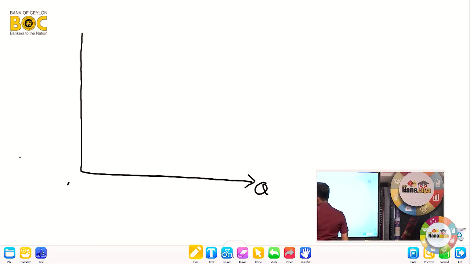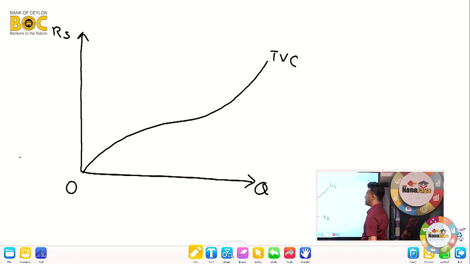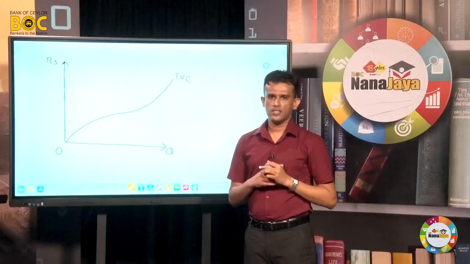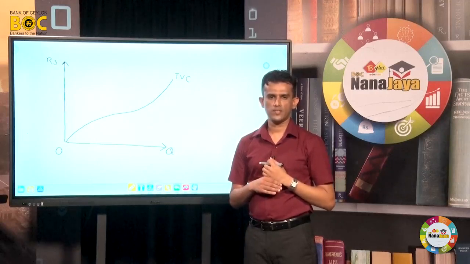Quantity of output, the value in rupees. The total variable cost curve takes this kind of a shape. The total variable cost curve starts from the origin, and initially it increases at a decreasing rate. After a certain point, the total variable cost starts to increase at an increasing rate. The reason for this shape of the total variable cost is the law of diminishing returns.